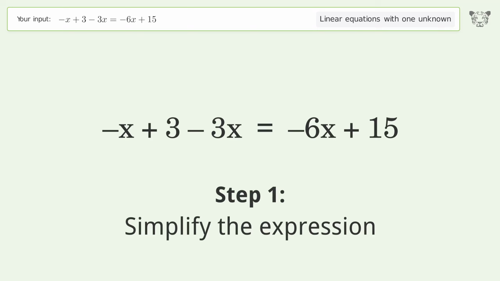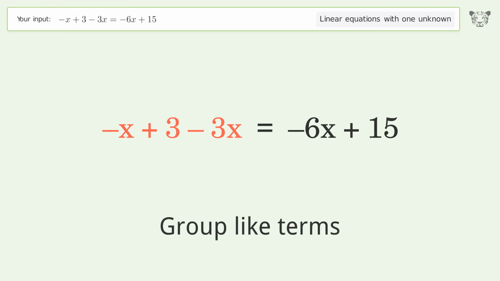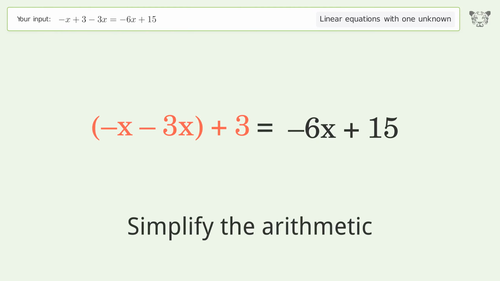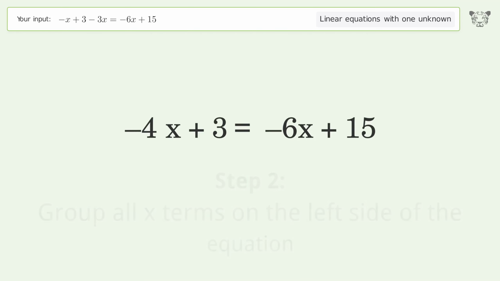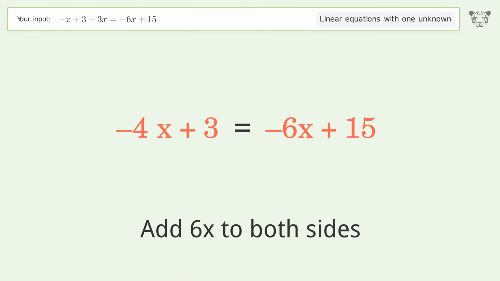Simplify the expression. Group like terms. Simplify the arithmetic. Group all x terms on the left side of the equation. Add 6x to both sides.